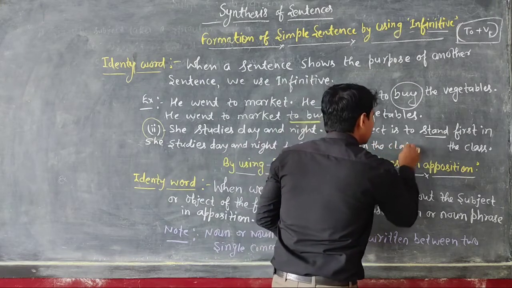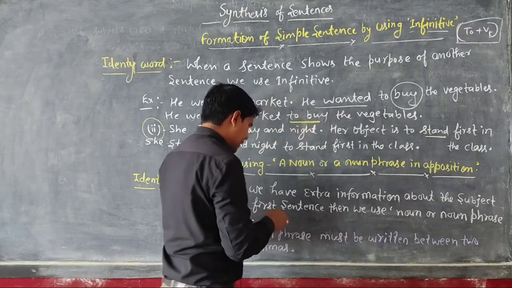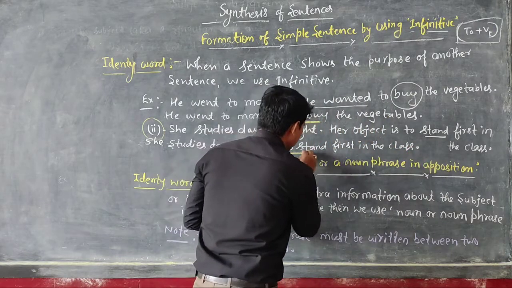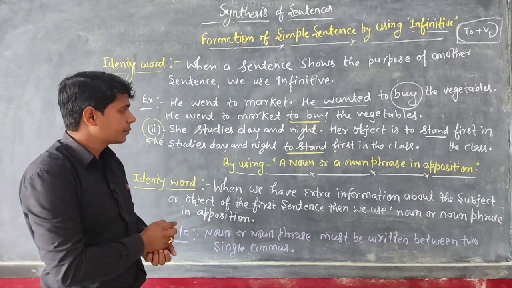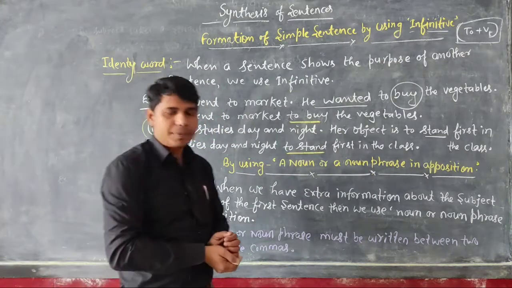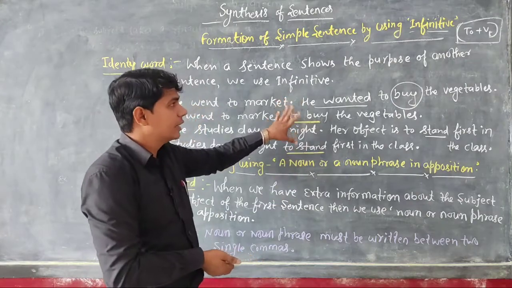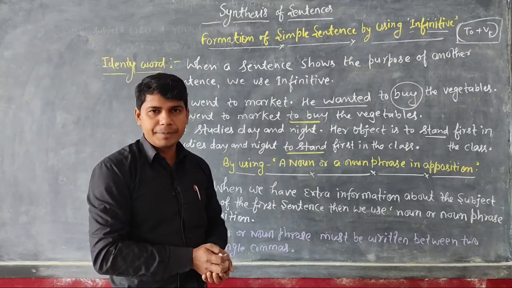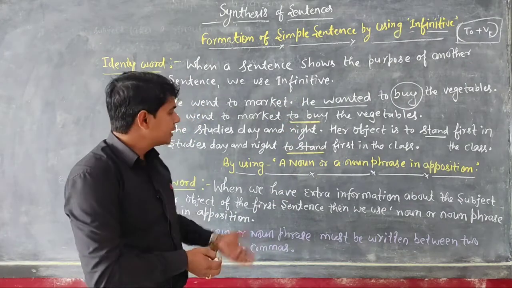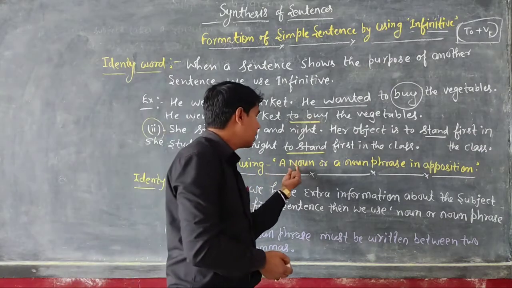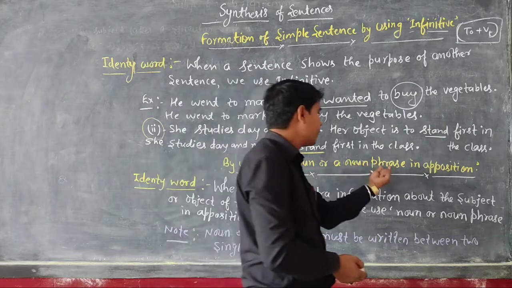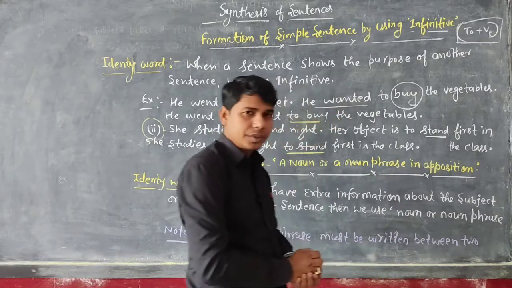In the class. Okay, so you can see this is your infinitive. Okay, so dear, I hope you have got all these points about the use of infinitive. Okay, now see the next point: by using a noun or a noun phrase in apposition.